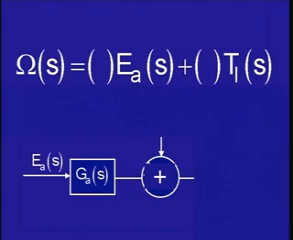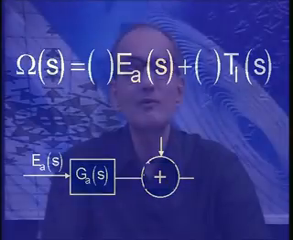Why A? Because it is something that multiplies Ea of s, and why G? Because it is a transfer function. I told you that in control literature, G is the preferred symbol for the transfer function, except for the feedback path, where we use the letter H.